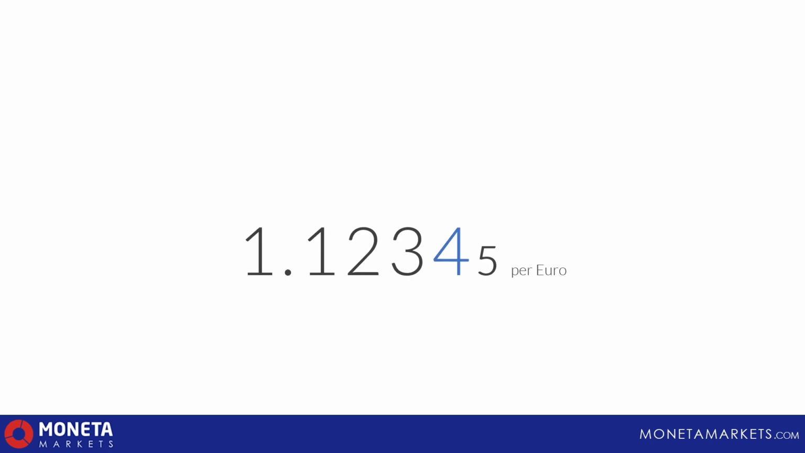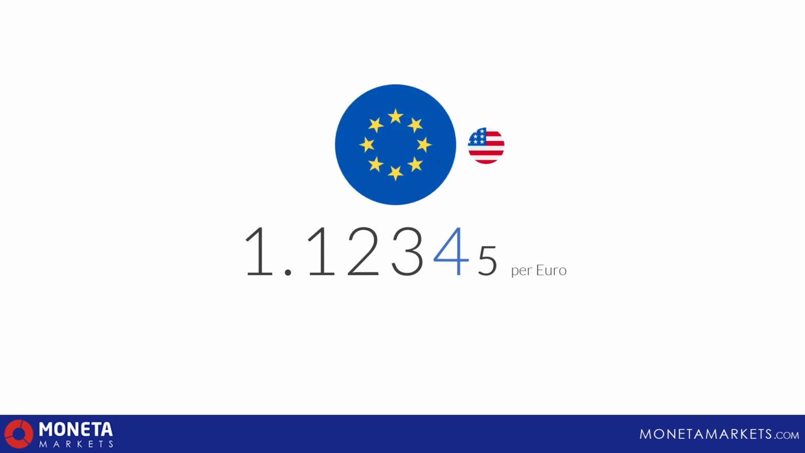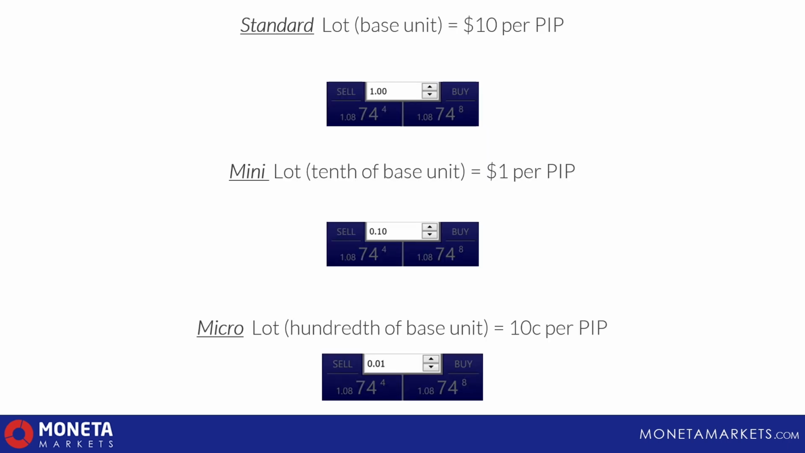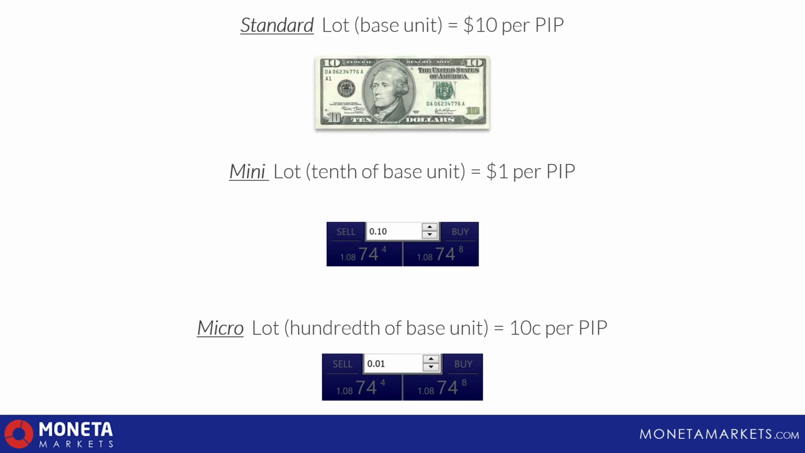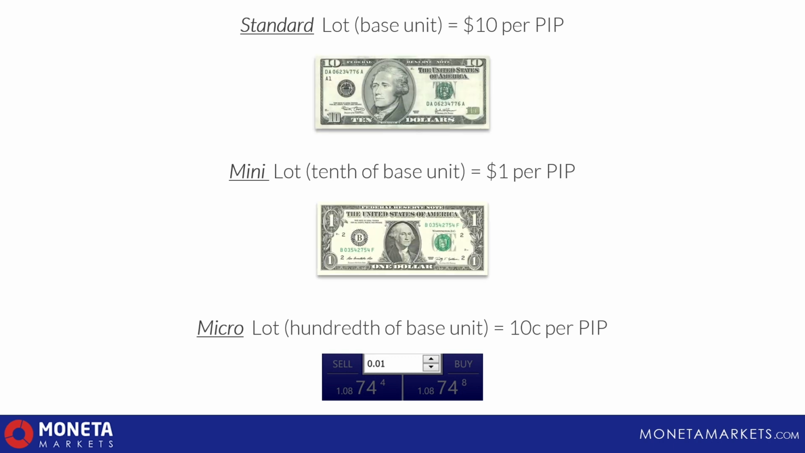Now, to better clarify pips themselves and the price quotes you see in MetaTrader and elsewhere, what you're actually looking at when you see a price quote is the value of one thing, in this case the euro dollar, priced in US dollars. So in this case, the price of 1 euro is 1.1235 US dollars. So to recap there, the impact upon your account would be $10 per pip per standard lot. Likewise, it would be $1 per pip per mini lot, or 10 cents per pip per micro lot.